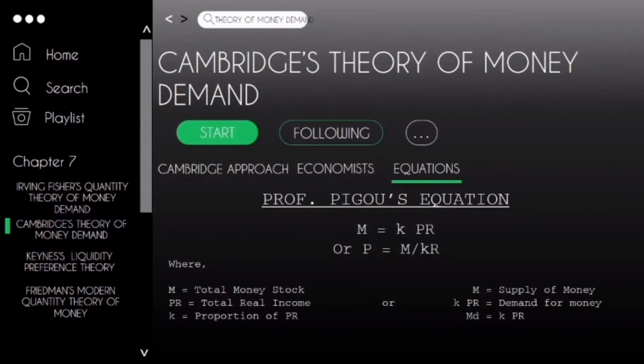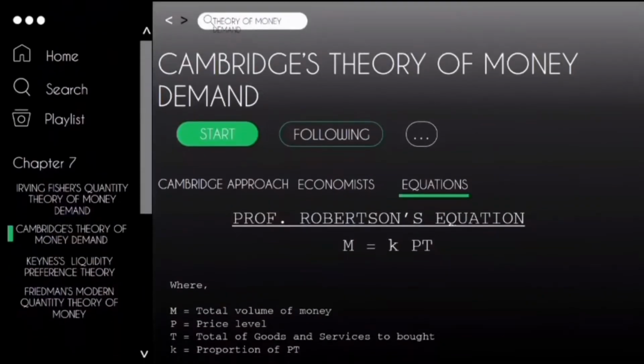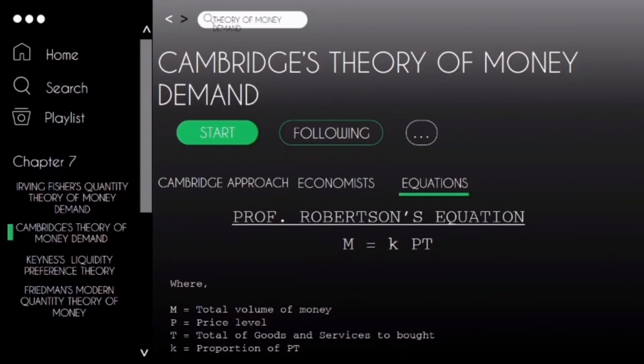From Professor Pigou, the equation is M = KPR, or P = M/KR. Robertson's equation is M = KPT, where M is the total volume of money, P is the price level, T is the total of goods and services, and K is the proportion of it held.